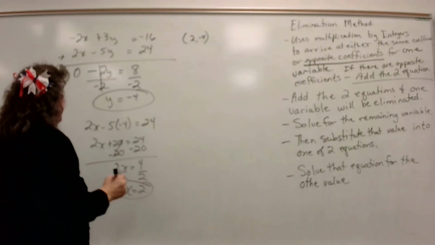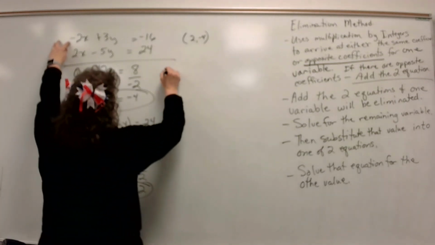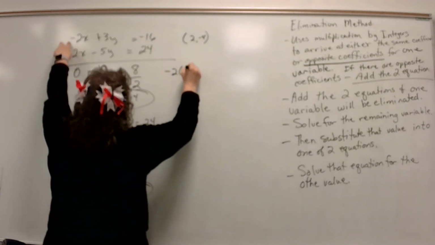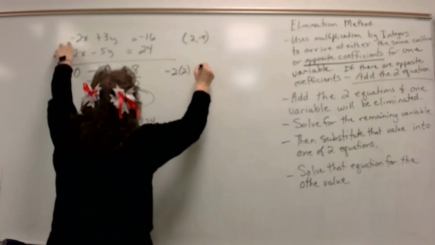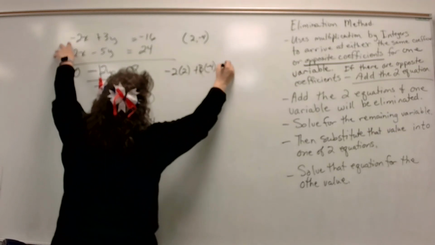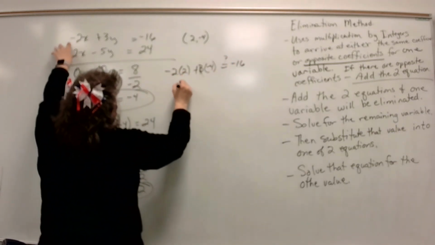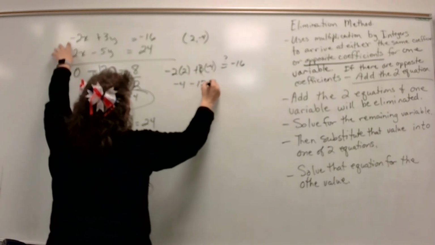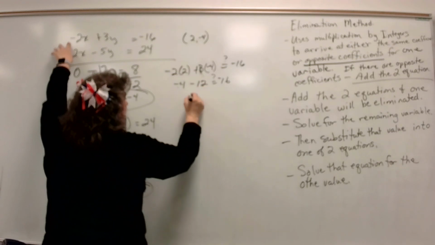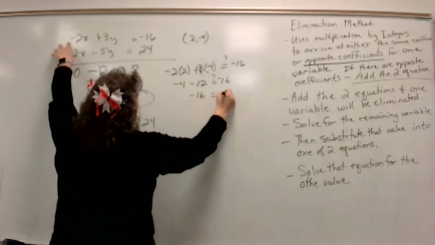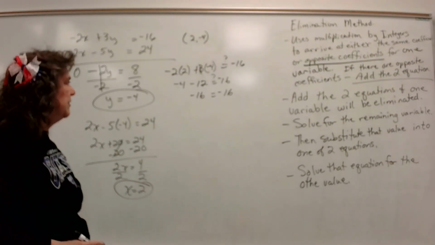Now, if we want to find out if that's really true, go back to this equation and let's plug it in. Negative 2 times 2 plus 3 times negative 4, does that equal negative 16? Well, this is negative 4 minus 12. Does that equal a negative 16? Well, negative 4 minus 12 is a negative 16. It does. So we checked it, and we know we have the correct answer.